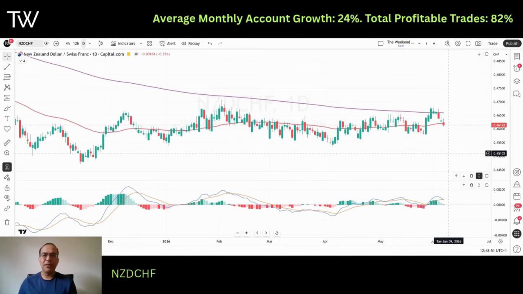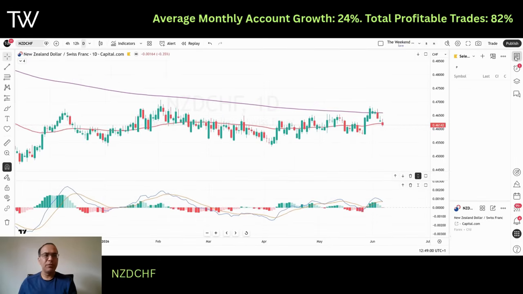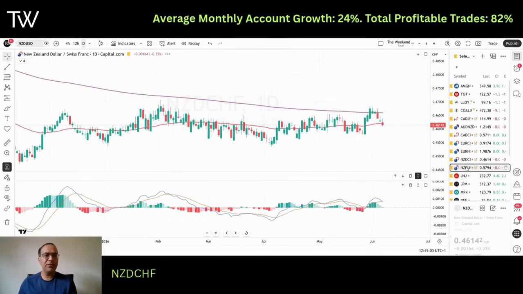0.454 would be my second, and then further below. So keep locking in your profits, keep moving your stop losses down, and that's how we would be looking at trading NZD CHF.